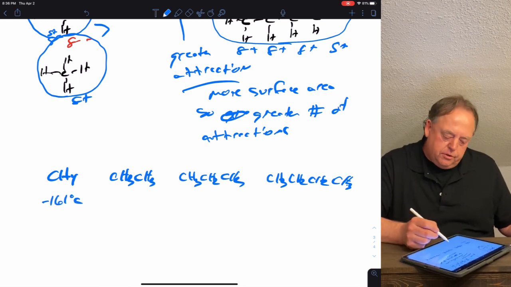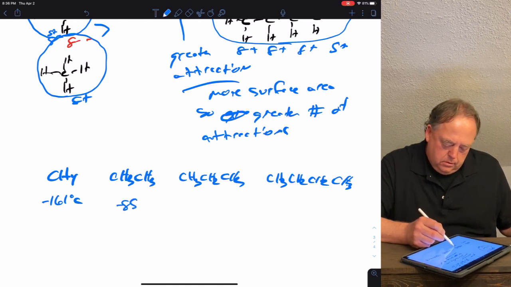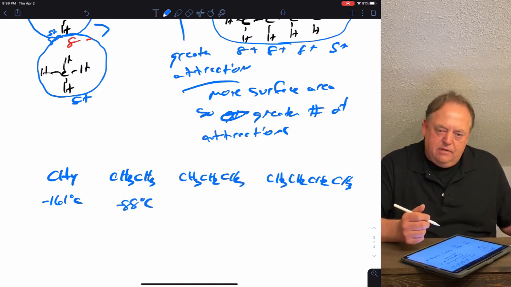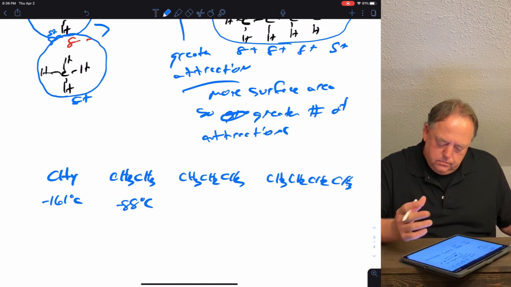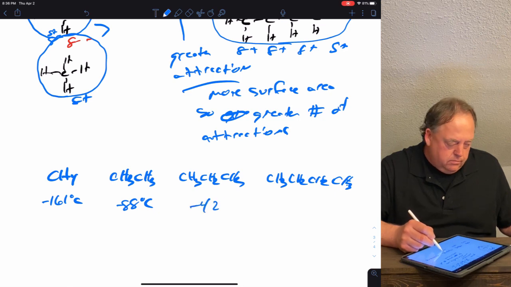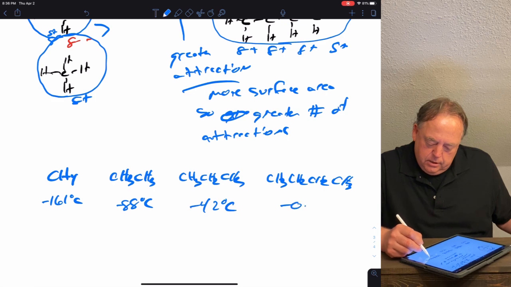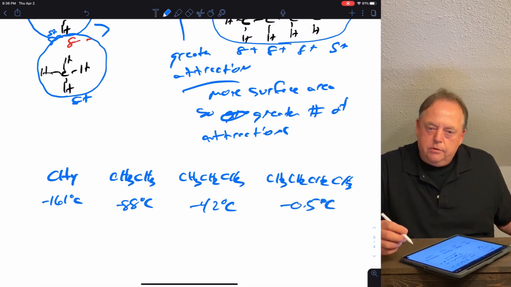What's a gas at room temperature? Ethane. So if you just extend the carbon chain by 1, its boiling point's negative 88. So significantly higher than CH4. If you extend the carbon chain by another carbon, propane, boiling point's negative 42, and butane negative 0.5 degrees Celsius.